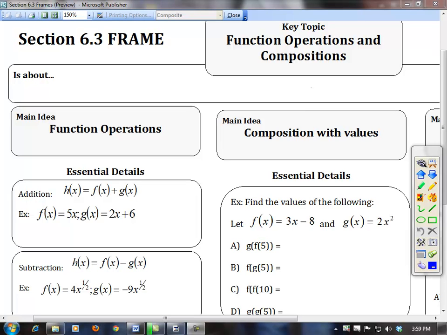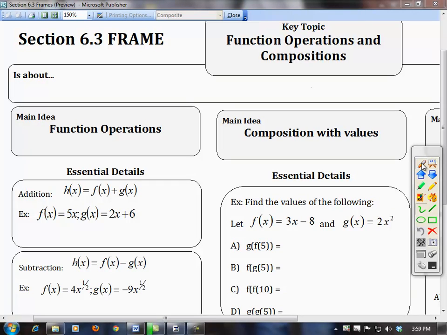Welcome to section 6.3. We're dealing with function operations and some compositions. This is a mix of a lesson that you did in 2A with a little bit of new stuff, and I'm going to walk you through this. You'll notice it's pretty big so that we have enough room to write, and I will maneuver around as we go. But I want to start with the "is about" part of our frame.